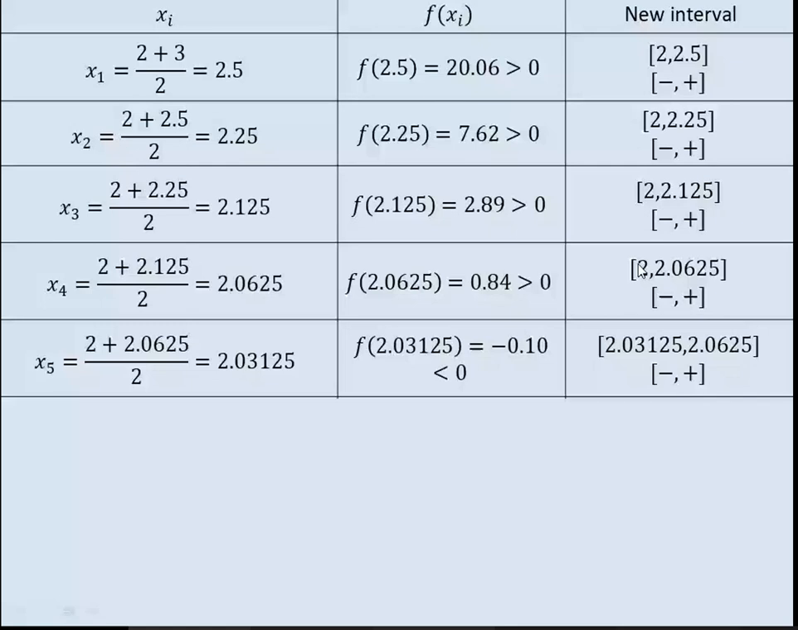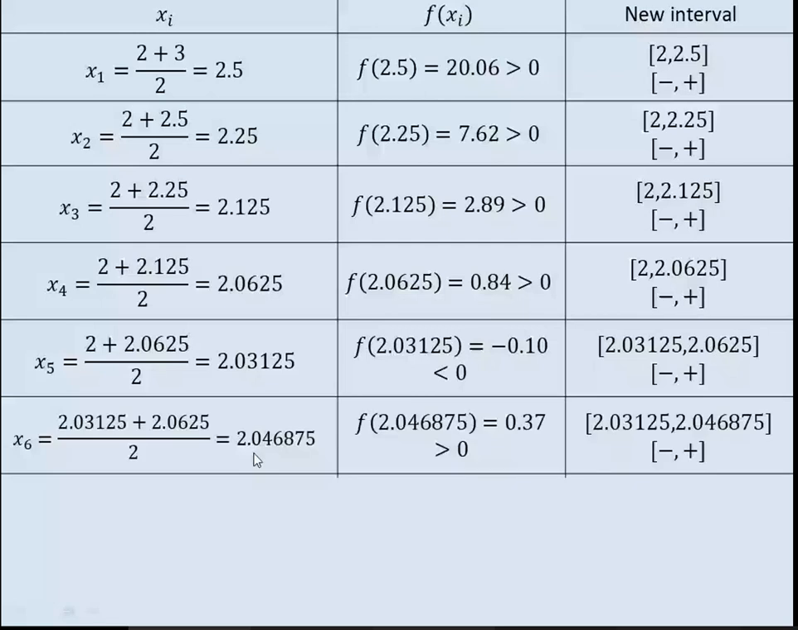So we are replacing the negative value. We are replacing 2 by this new value. So the new interval will be 2.03125 and the positive value, 2.0625. Find half of this interval, the midpoint of this interval. The midpoint comes out to be 2.046875. Are they matching, x5 and x6? No. The second digit is not the same, so we have to move further.